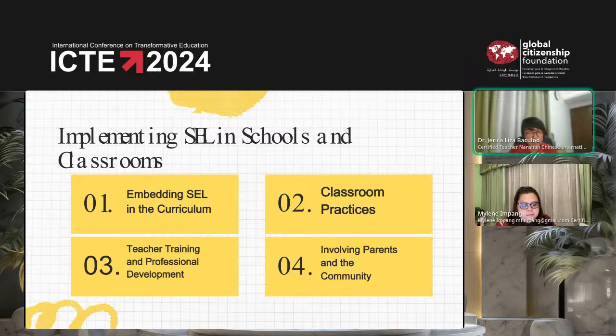Now let's have teacher training and professional development. For SEL to work, teachers need the right tools and understandings. Professional development workshops can provide teachers with classroom strategies for emotional regulation and help them manage their own stress. Studies show that when teachers practice SEL skills themselves, they're more effective in promoting these skills in students.